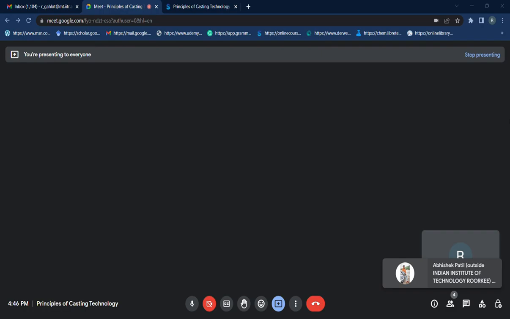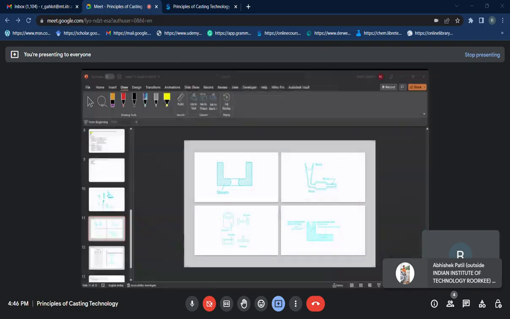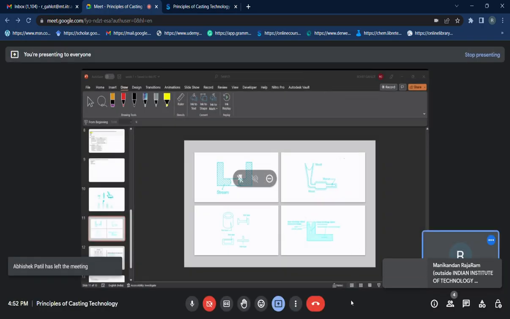Okay, then the second defect is the misrun defect. Do you know why it happens? Yes, sir. Fluidity. Actually, it starts freezing earlier, due to the lower pouring temperature. Yeah, correct. So what happens in the misrun is that the molten metal solidifies before completely filling the mold cavity. It is not reaching the last corner of the shape.